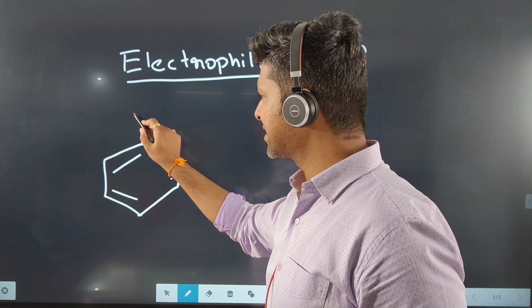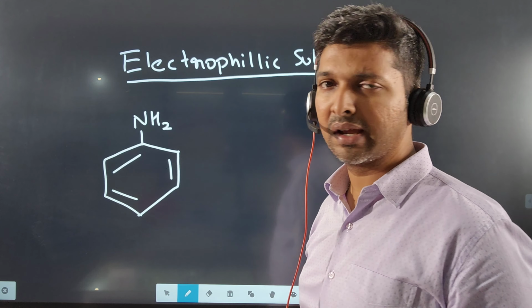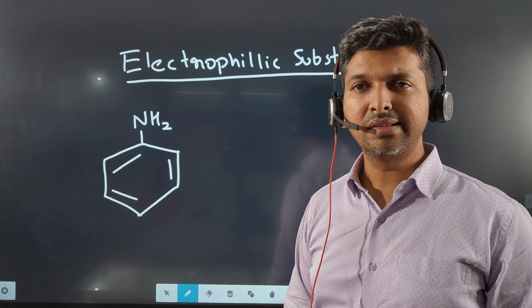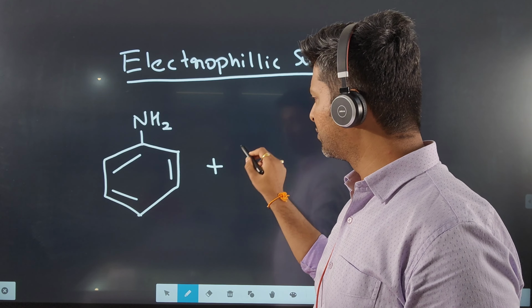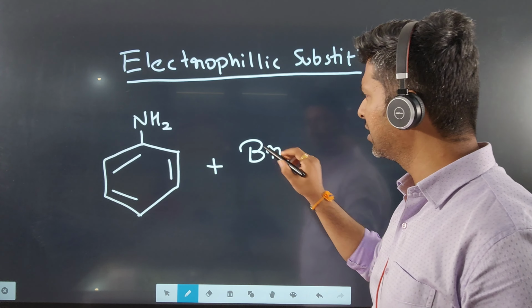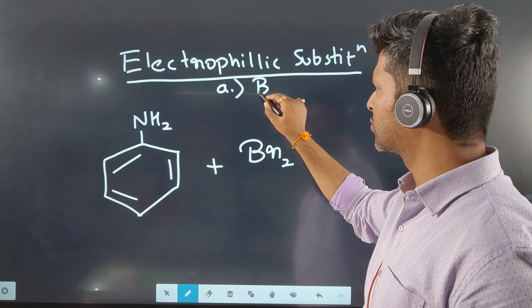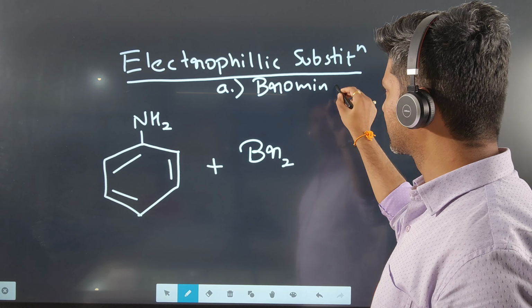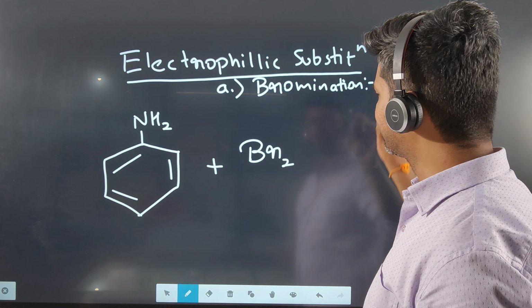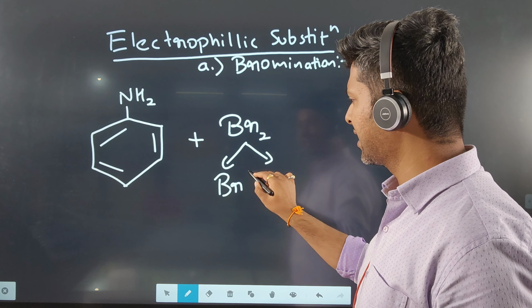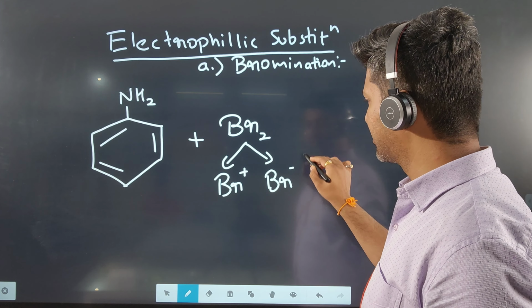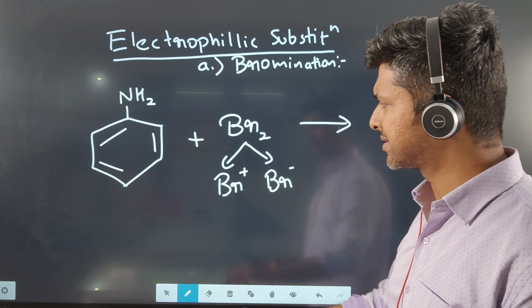So this is aniline, because this is an aromatic amine. Aniline is an aromatic amine. In this, what we are going to do is perform bromination. First, electrophilic substitution, that's bromination. In bromination we are splitting this Br2 into Br plus and Br minus.